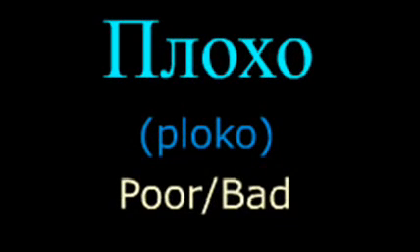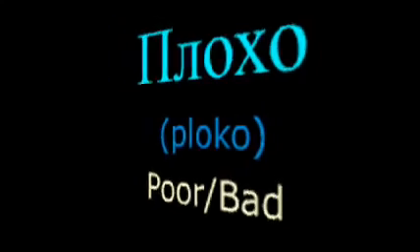The first letter is P, pronounced like our P. The second letter is L, pronounced like our L. The third letter is O, and it's typically pronounced A, but in this case it's pronounced O. The X is typically pronounced like an H, but in this case it's a K, and then the last letter again is O, and this word is ploko, ploko.